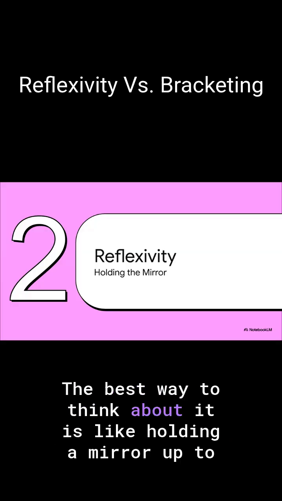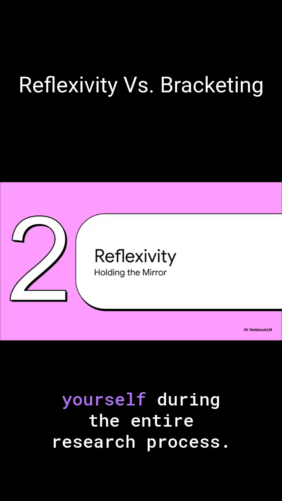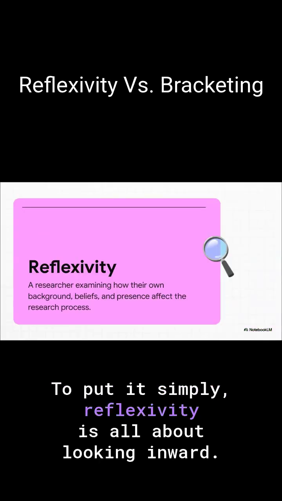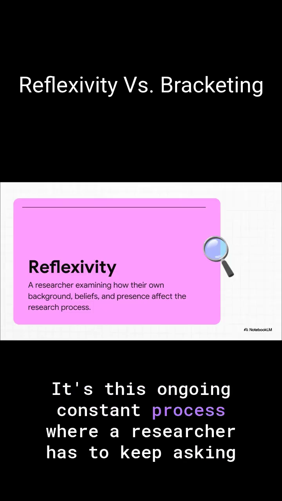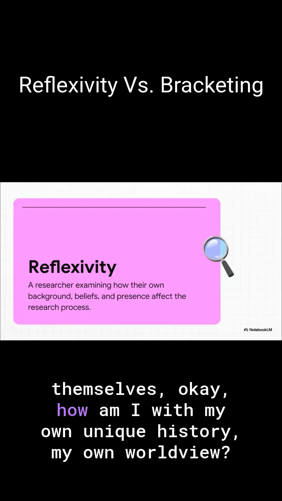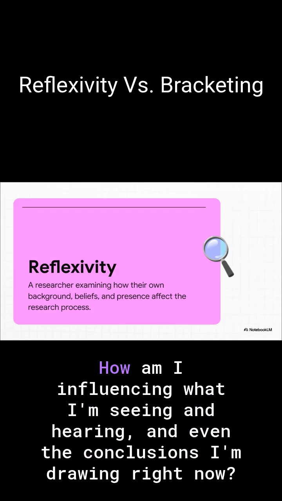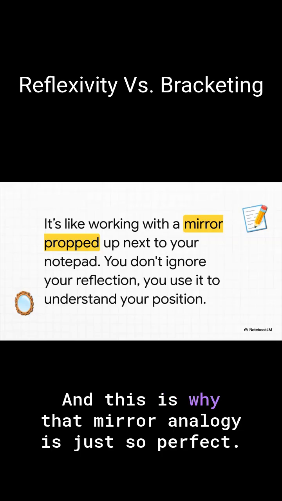The best way to think about it is like holding a mirror up to yourself during the entire research process. To put it simply, reflexivity is all about looking inward. It's this ongoing, constant process where a researcher has to keep asking themselves, okay, how am I, with my own unique history, my own worldview, how am I influencing what I'm seeing and hearing, and even the conclusions I'm drawing right now? And this is why that mirror analogy is just so perfect.